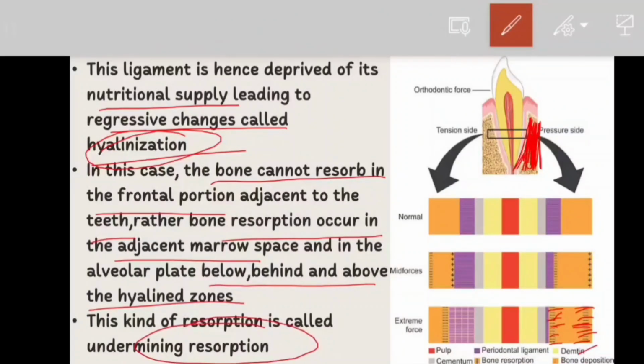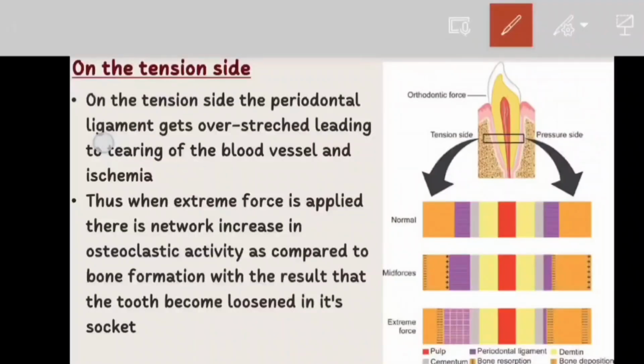So here the viva question for you is the difference between frontal and undermining resorption. When light force is applied, there will be only frontal resorption. That means frontal resorption takes place only on the side adjacent to the periodontal ligament. But when heavy force is applied, then undermining resorption takes place. Okay. So now we see the tension side changes during extreme force.